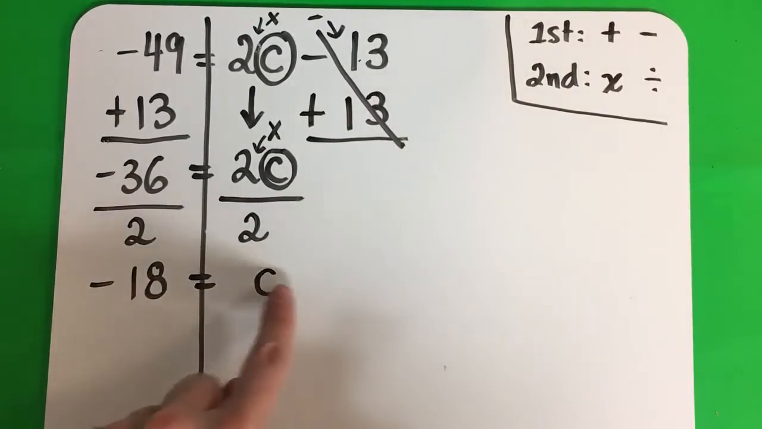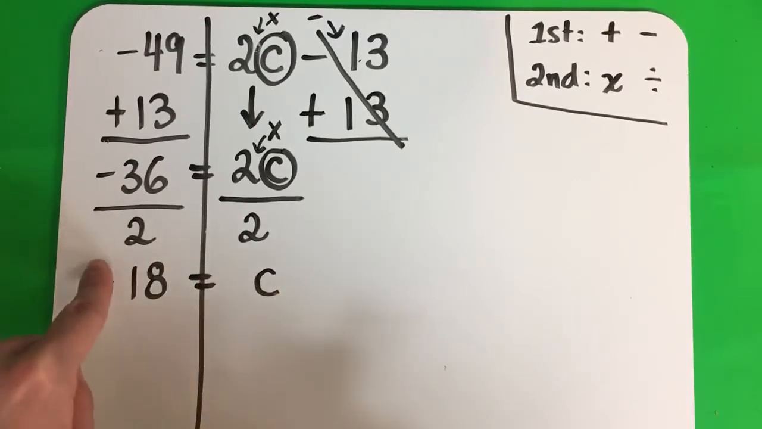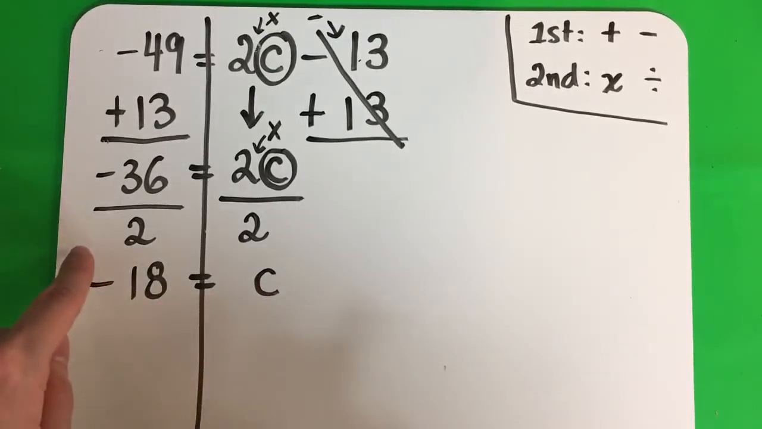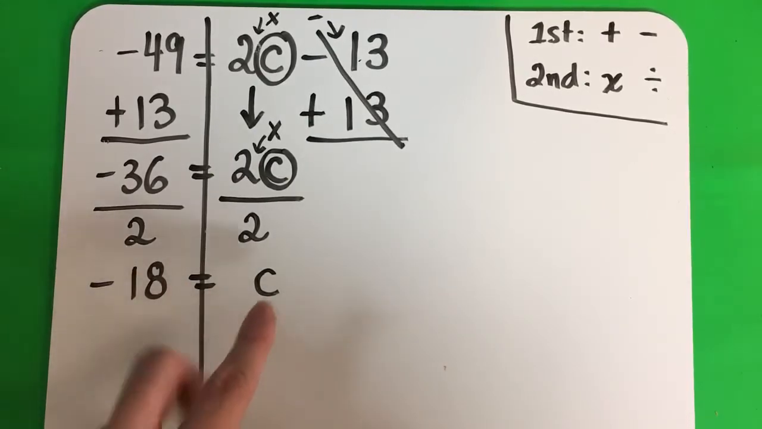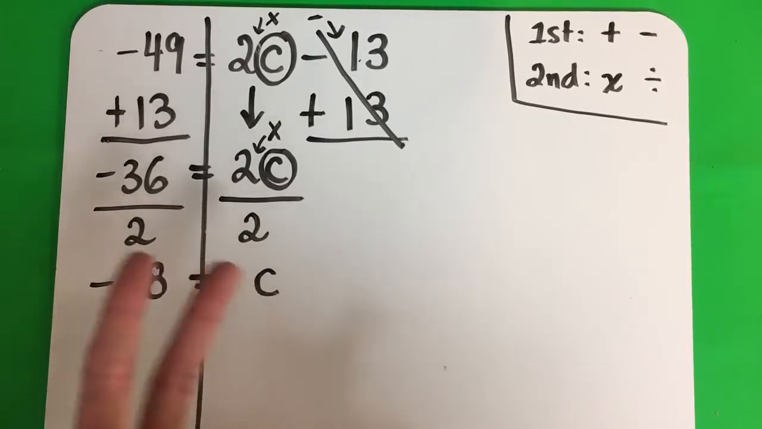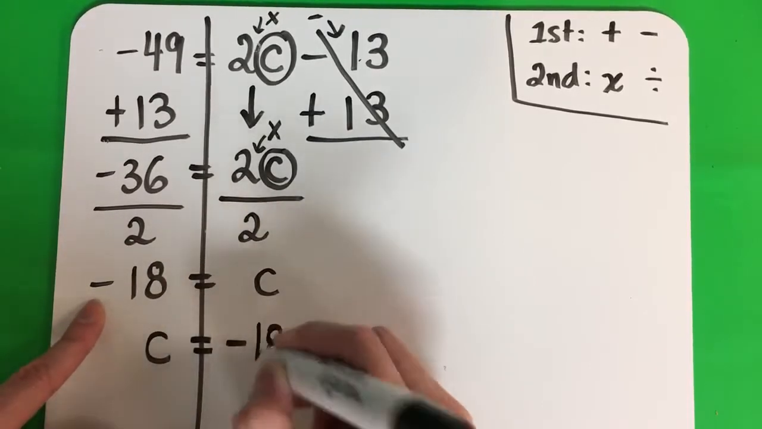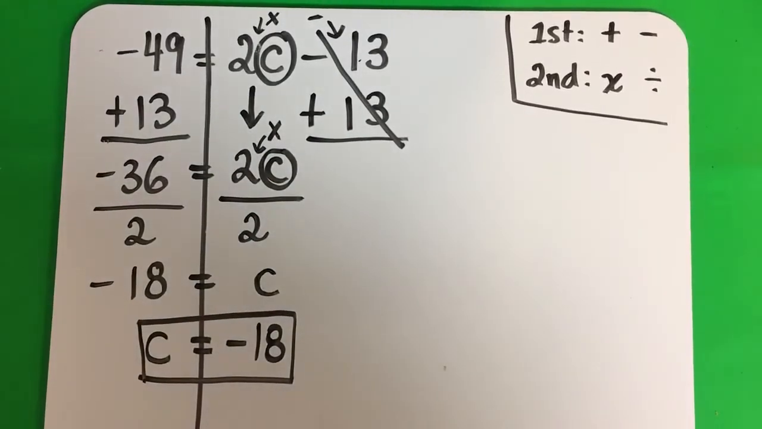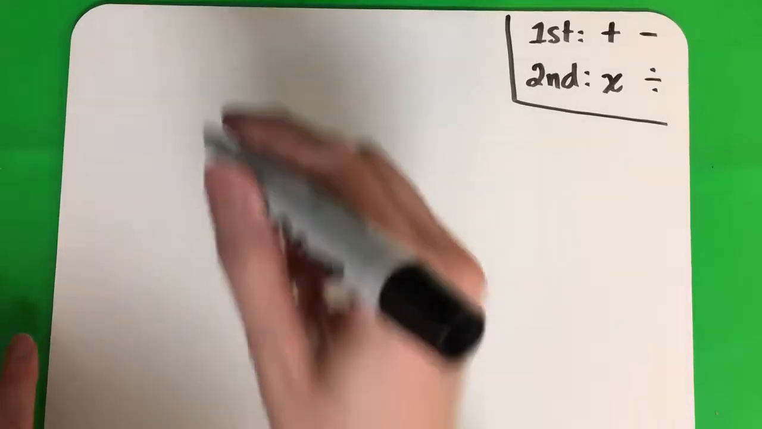Now I want the letter in the front and the number after. So I want C on the left and negative 18 on the right. Quiero la letra C en la izquierda y quiero el número negativo 18 en la derecha. Entonces podemos cambiar. So we're going to switch. So C equals negative 18. There's your answer. Remember, you can pause if you need to copy. Okay, next one.